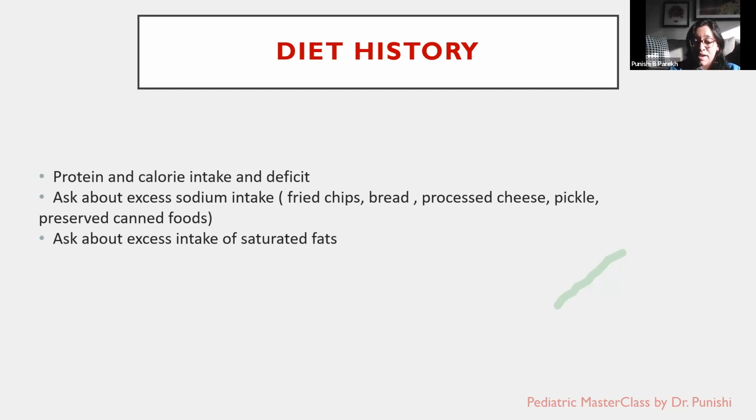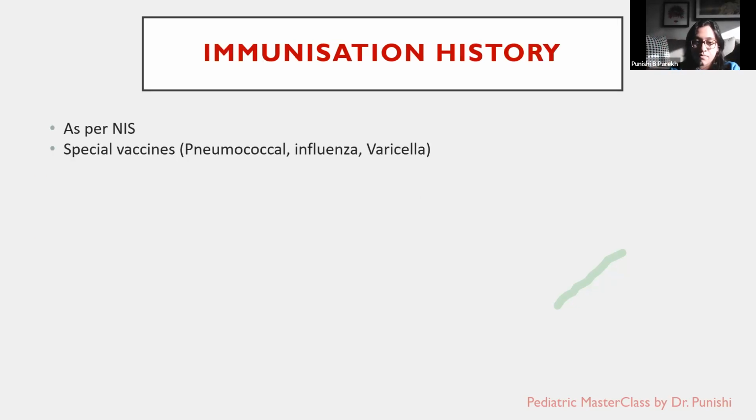So, what are the sources of excess sodium intake in the food? All your fried chips, bread, processed cheese, pickles, junk food, preserved canned food, all of this will have more sodium. So, you don't want these kids to consume more sodium because they'll retain more water and have more edema. So, you will ask specifically for increased sodium intake in your history, and again increased intake of saturated fats. We just saw that they also have a risk of hyperlipidemia, hypercholesterolemia. You don't want them to accumulate more and more fat. So you will also ask whether their diet has more content of saturated fats. So sodium and saturated fats are two important histories that you will ask in diet in a nephrotic case.